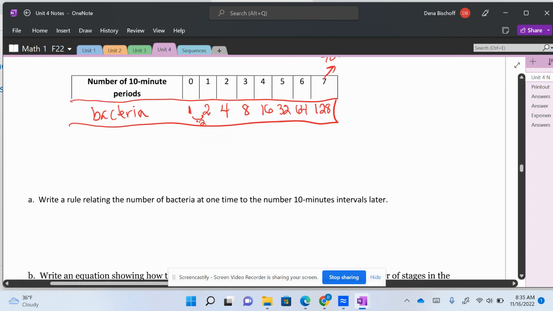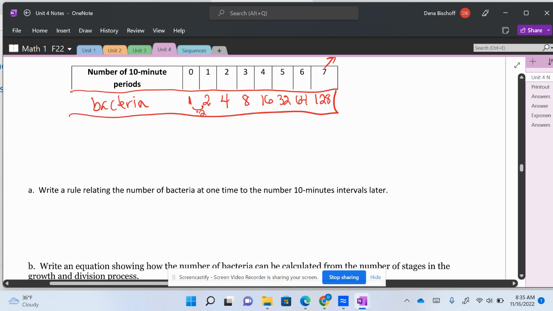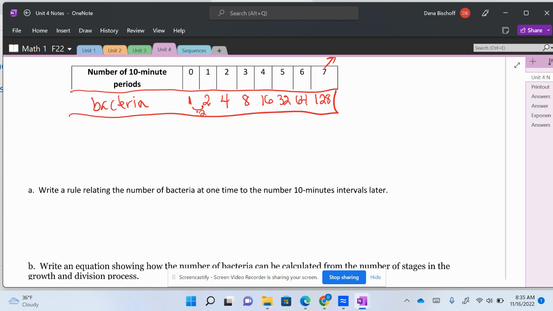So the first question says, write a rule, and that rule is going to be our recursive. Write a rule that shows the number of bacteria in your hand at each 10-minute interval. So we have to tell what happened at the very beginning. When I first started, I had 1 bacteria. So the recursive formula, a to the n plus 1 equals my growth rate. How much am I multiplying? What's my multiplier? 2 times a to the n.